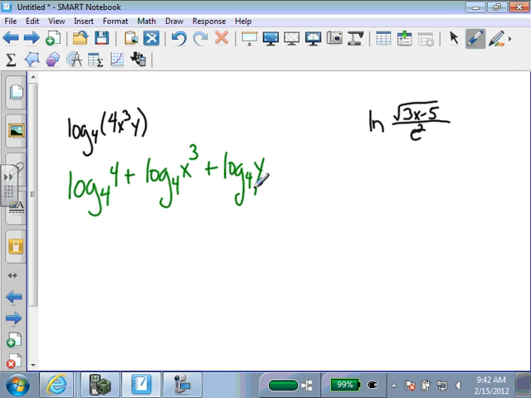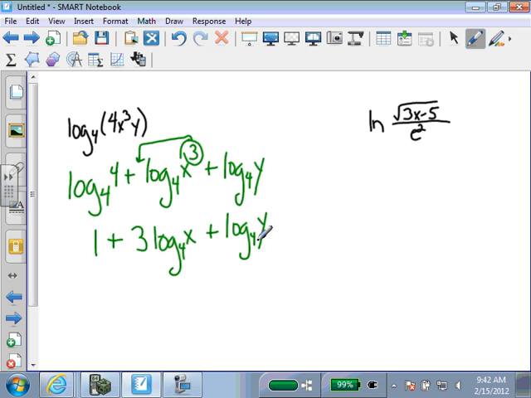And then this term is actually done. There's nothing else I can do with that. But this particular term, log base 4 of 4, is 1. I know that. Plus this term, I've got a power that I can pull out in front. So 3 log base 4 of x plus log base 4 of y. That's expanded and is now as simple as it can be in an expanded form.